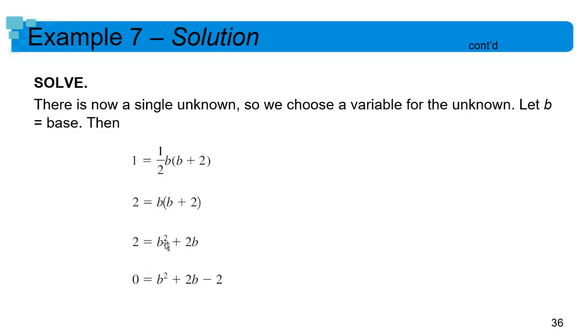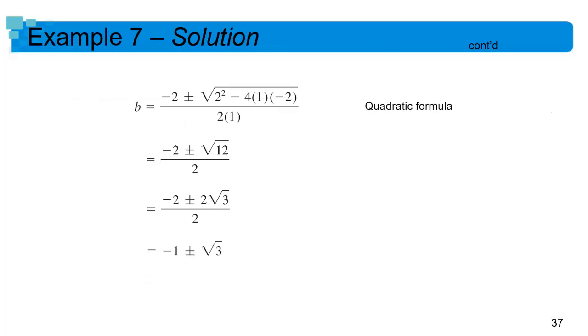And now we notice we have a b squared, a b, and a constant, so that's a quadratic. We're going to bring the 2 over here because the only way to solve a quadratic is to set it equal to 0. Now we have this. We can try factoring it. We know it would be a b, and then a 2 and a 1, but that doesn't work for the middle term. So the only thing that's going to work for us is our friend, the quadratic formula.